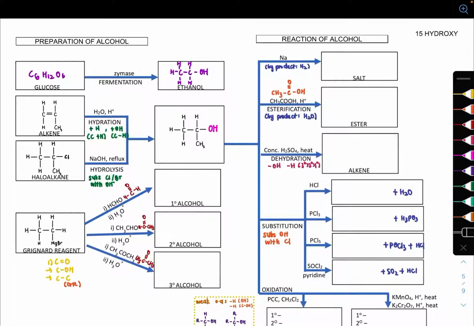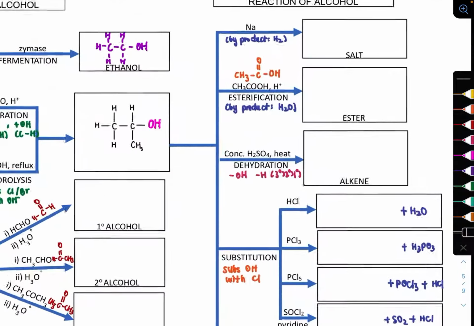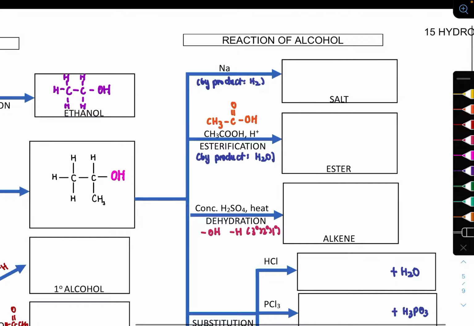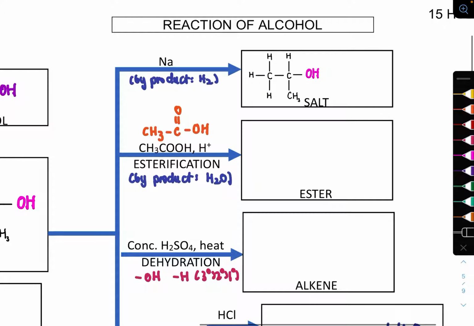Now we're going to look at the reaction of alcohol itself. For the alcohol itself, we're going to be focusing on the OH. First, it will react with sodium. The byproduct is H2. So what we're going to do is remove the hydrogen itself. For example, I have here, the byproduct is H2. So the hydrogen will dissociate and form H plus here. If it's not balanced, it's okay. We know that we're going to form hydrogen gas.